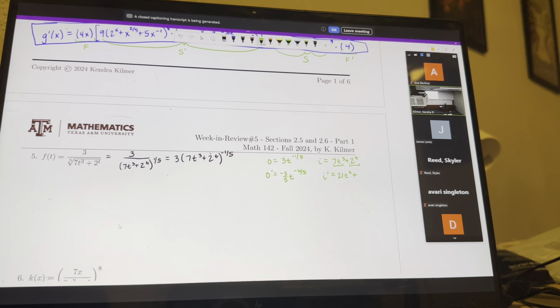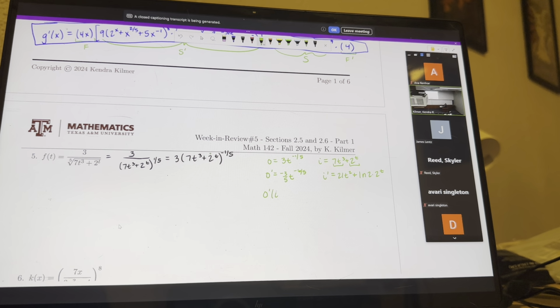Plus the derivative of 2 to the t. That is an exponential function, so we have to use the derivative rules for exponentials. That's the natural log of 2 times 2 to the t. Okay, so then we need to evaluate the derivative of the outside at the inside.